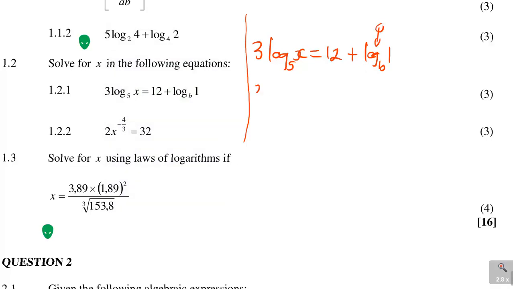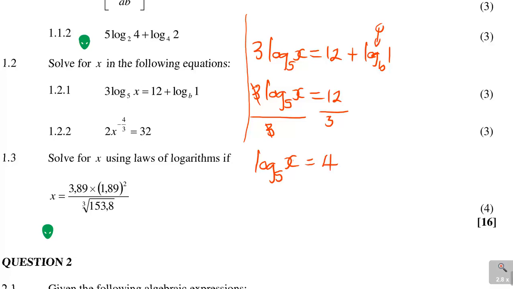So what I have is 3 log base 5 of x is equal to 12, right? Then when I've done that, I must divide everything by 3 first to get rid of that. So I've got log base 5 of x equals... now 12 divided by 3 is 4. Then at this stage, how do I find my x?